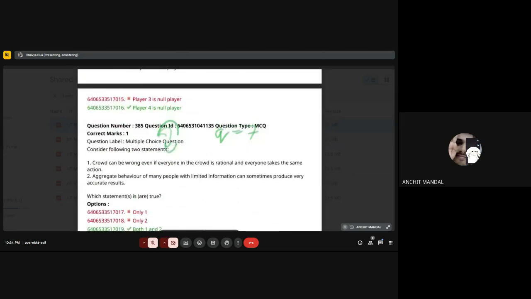Crowd can be wrong even if everyone in the crowd is rational and everyone takes the same action. True. Aggregate behavior of many people with limited information can sometimes produce very accurate results. Also true, the case being when you draw a red ball from a red majority urn. If you fill up a jar with pebbles or marbles and ask people to guess, you take the average value. It will be close. That will be the correct answer. That was the experiment that was done actually in history.